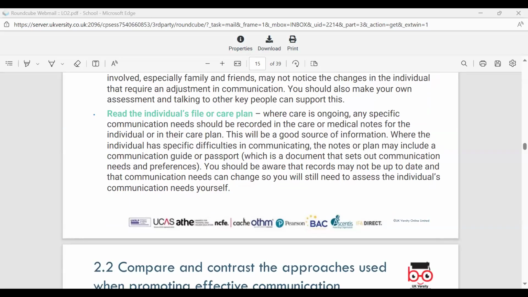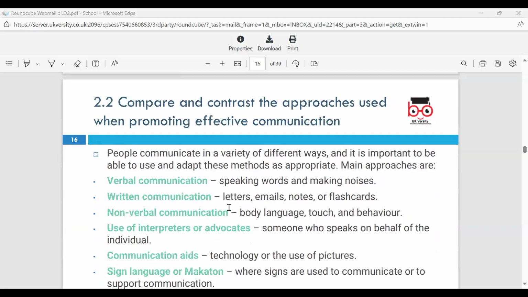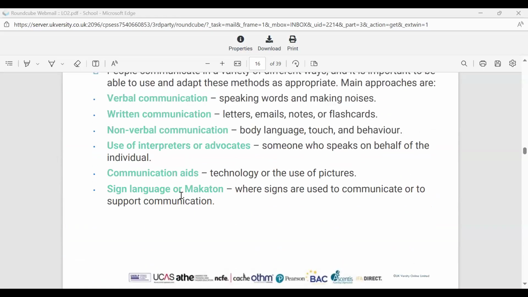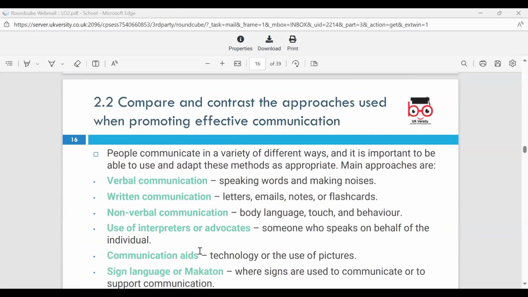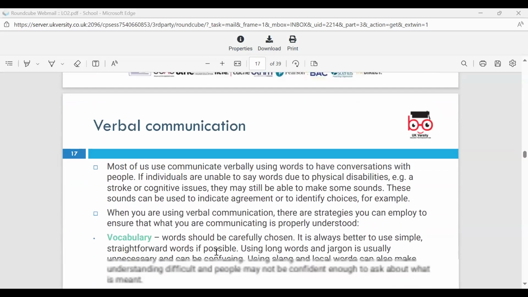So you have to compile this into information, get it all together, and make sure it's appropriate for that individual. It's very hard sometimes. So 2.2, compare and contrast the approaches when promoting effective communication. We've looked at some of these earlier: verbal communication, written communication, non-verbal communication, the use of advocates, interpreters, communication aids, and sign language or Makaton. We're going to go through each one.